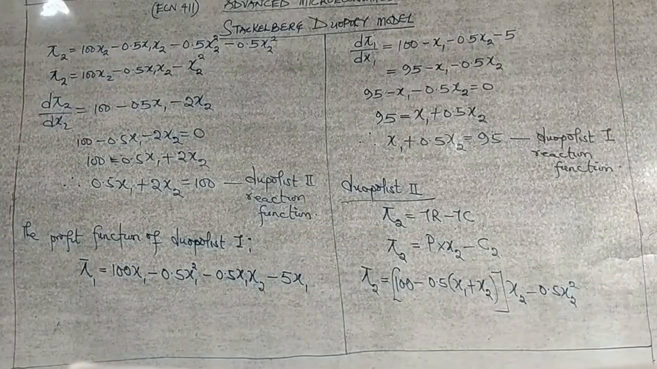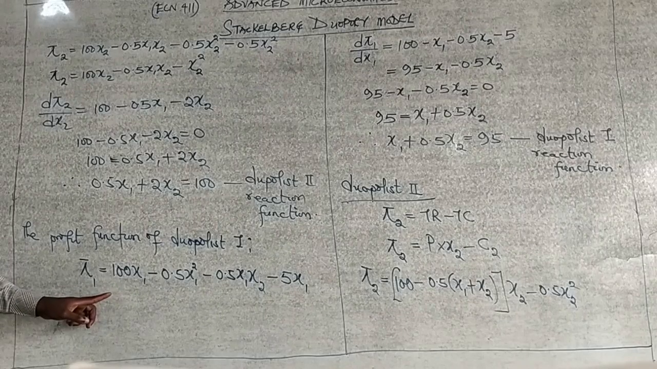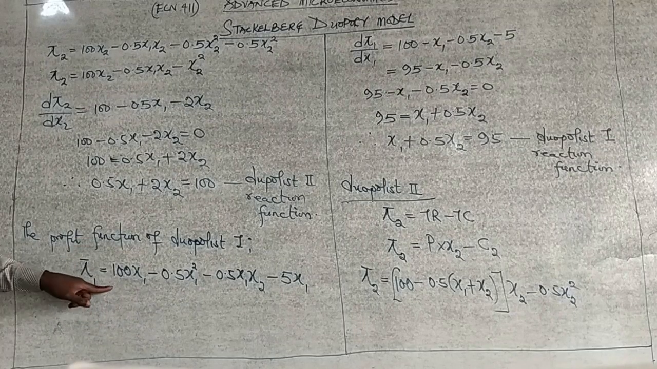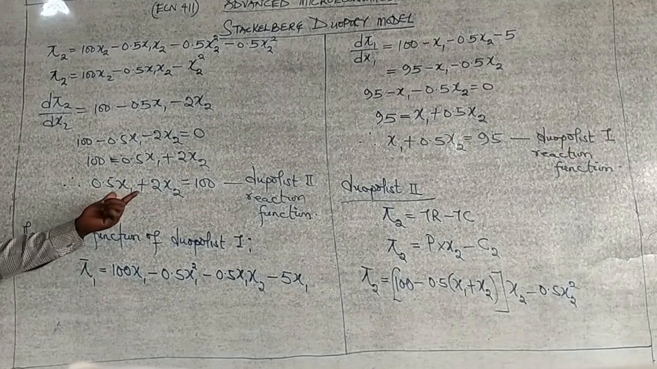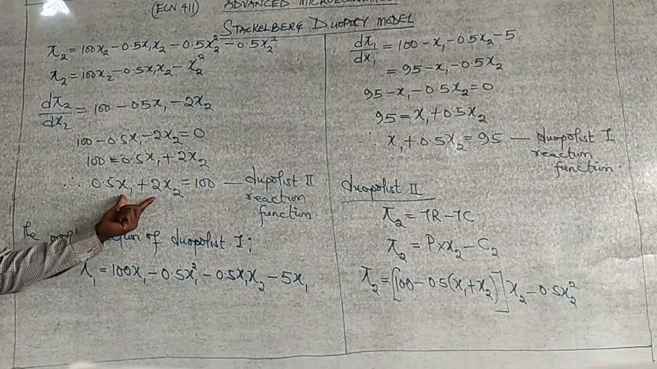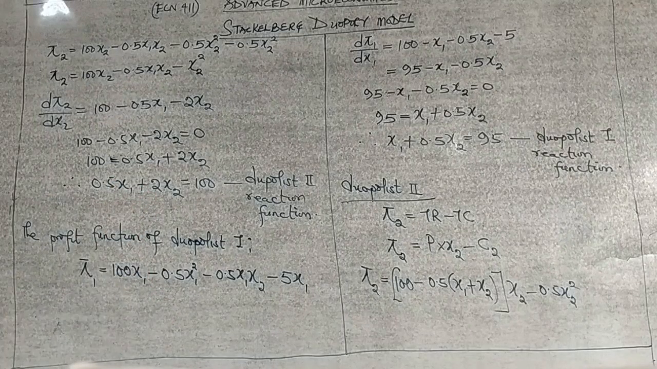Guys, do you understand where she got this from? Profit function of duopolist 1. You know it is from that profit function we got the reaction function. You will now substitute the reaction function of duopolist 2 inside the profit function of duopolist 1. That's what we want to do.